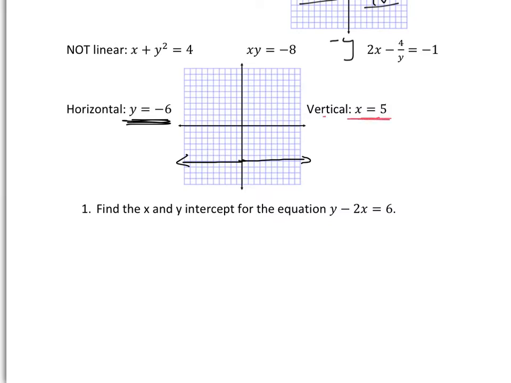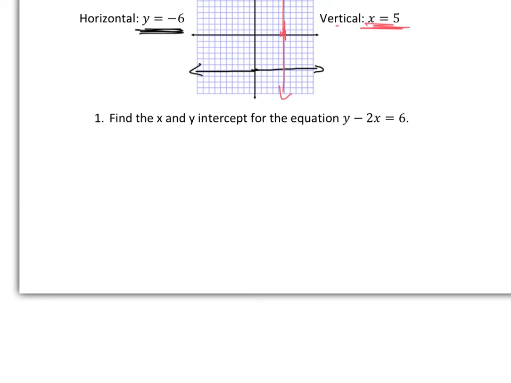And vertical lines are just going to have x's in them. So we're going to go to the right, the positive x direction, 1, 2, 3, 4, 5, and we care that that's 5, but we don't care what y is this time. So y could be anything, as long as x is 5. Don't forget it, x is vertical, y is horizontal.